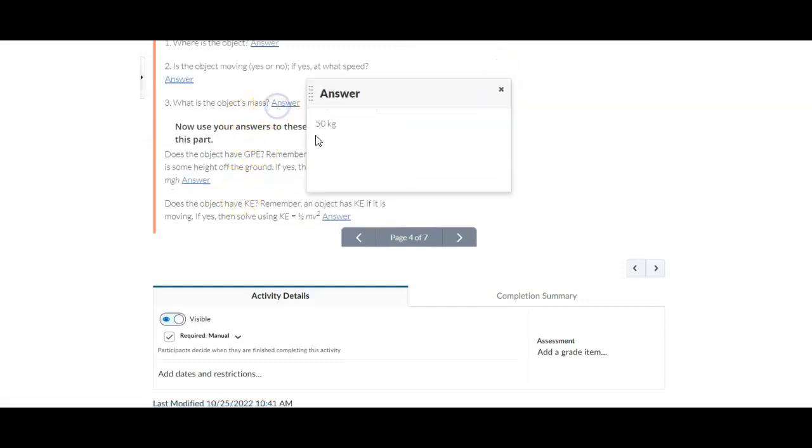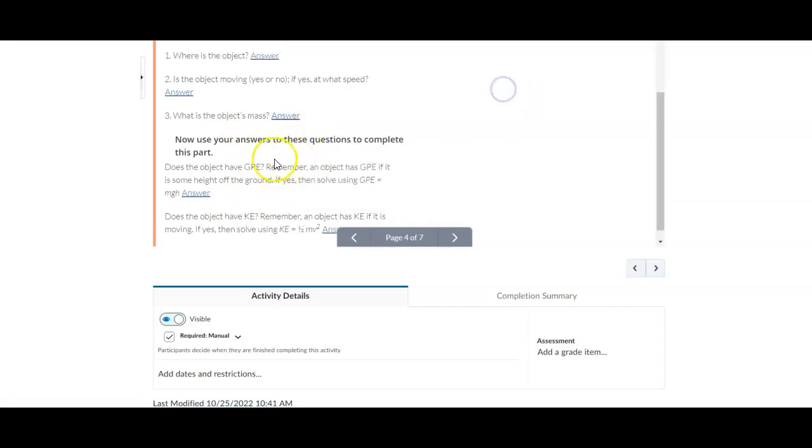And then does she have a mass? Yes, 50 kilograms. So now we can use these to complete this part for PE and KE. So does the object have GPE? Remember, it does if it's off the ground.